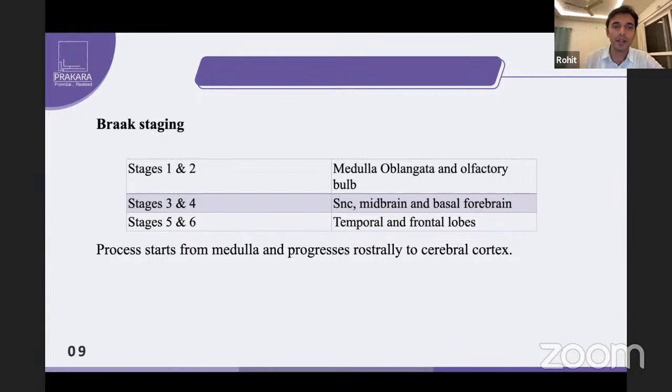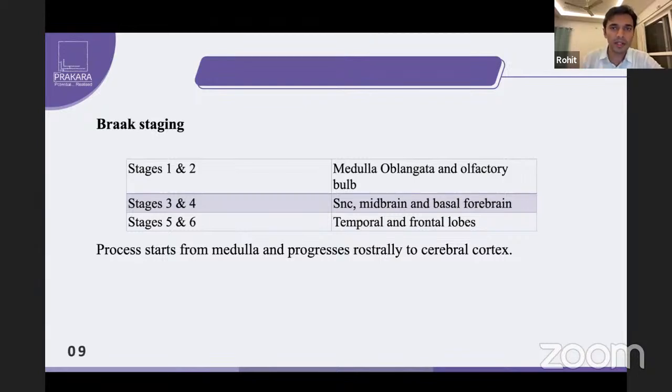So interestingly, in stages 1 and 2, there is a structure called olfactory bulb. So olfactory bulb and medulla oblongata. Olfactory bulb seems to be the earliest involved structure in the brain. So this explains why patients with Parkinson disease develop anosmia even before developing any of their motor manifestations. So they tend to lose their sense of smell. This could be a prodromal symptom. That is, patients can start with this symptom. They can live for years together with this, and only later on develop motor manifestations.